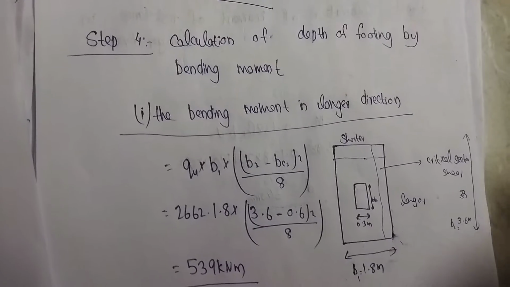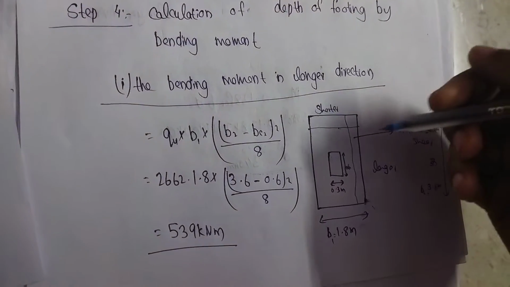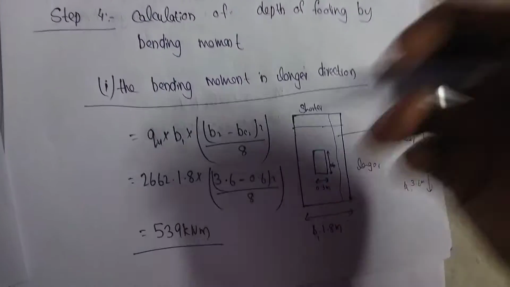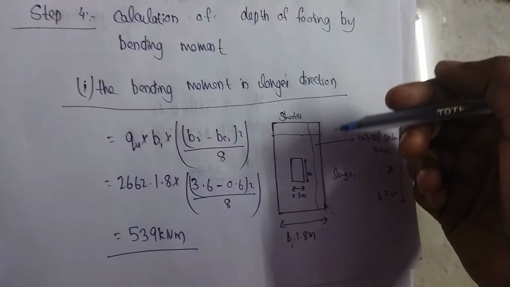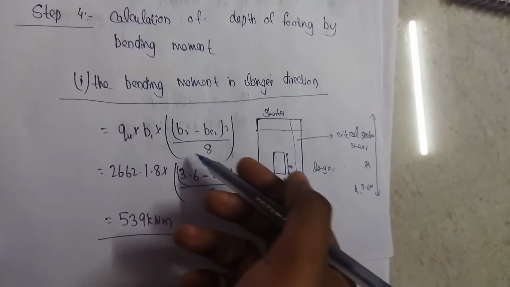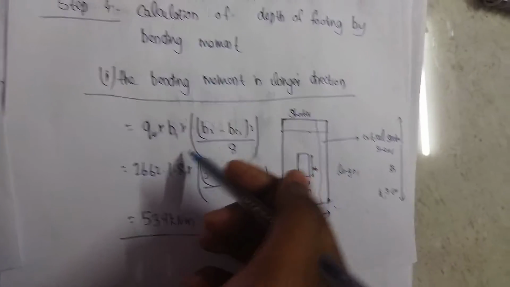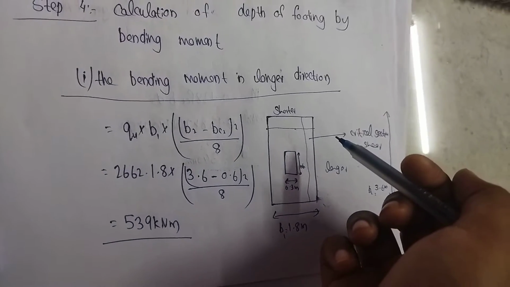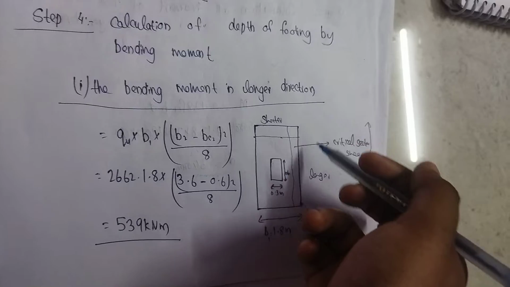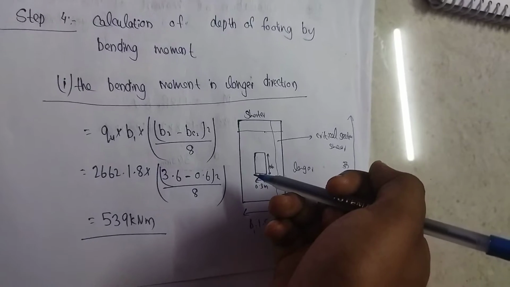So we want to calculate the depth of footing. We are going to design the depth of footing, but before that we calculate the bending moment, because to resist the bending moment we design the depth. Here is the longer direction and shorter direction. I have given an equation for easy calculation. qu means the pressure, B1 means the width of the footing in the shorter span, B2 means the width of the footing in the longer span, and bc1 is the width of the column in the shorter span.